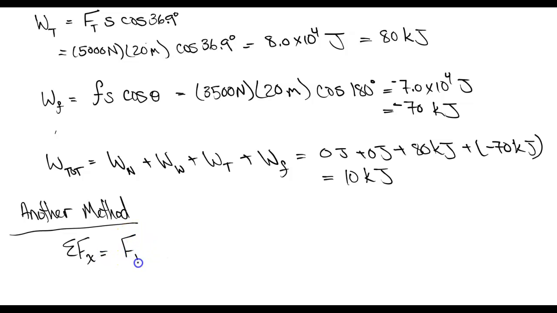That's going to be the tension force times the cosine of the angle theta between the tension force and the horizontal in the x direction, plus a negative friction force, and that equals 5,000 newtons times the cosine of theta minus 3,500 newtons.